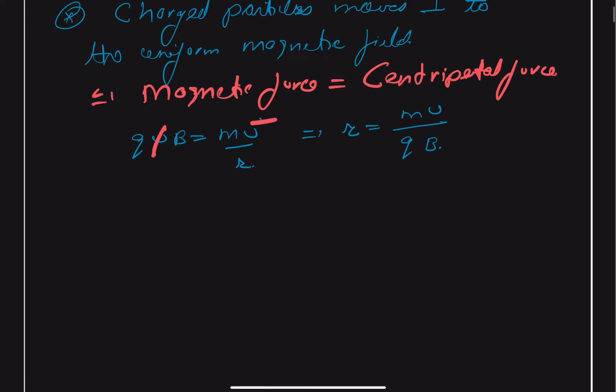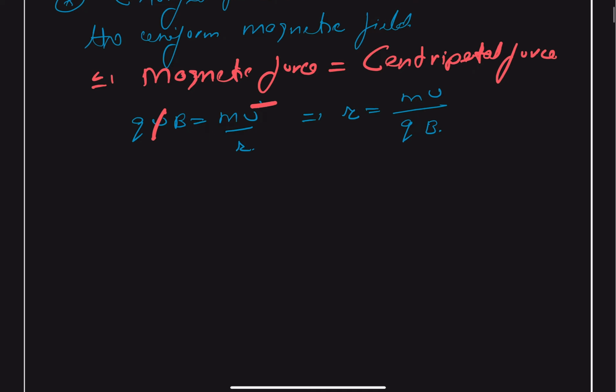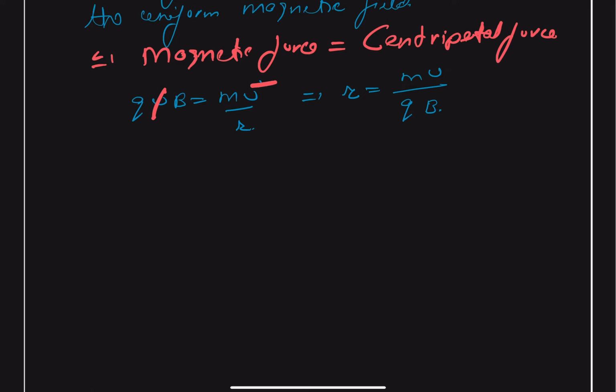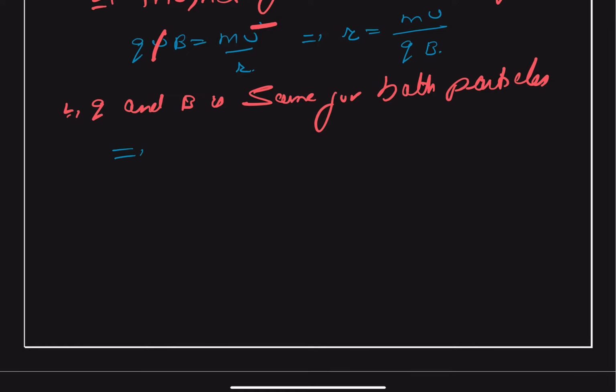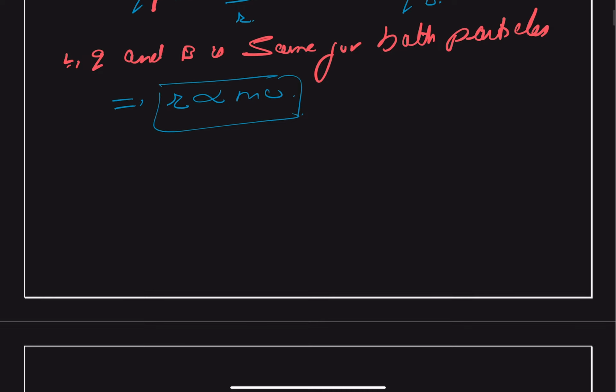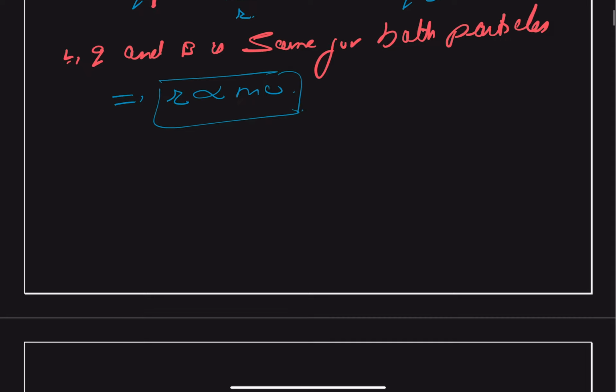And these two particles have the same charge as well as the same magnetic field. You can say q and B are the same for both particles. Therefore, we can write that our radius is proportional to mass into velocity. So now we have two particles and we can just modify them according to this particular relation.